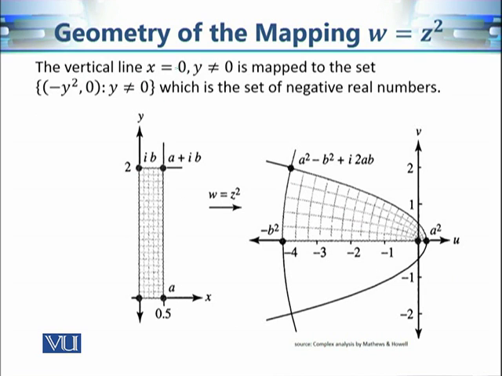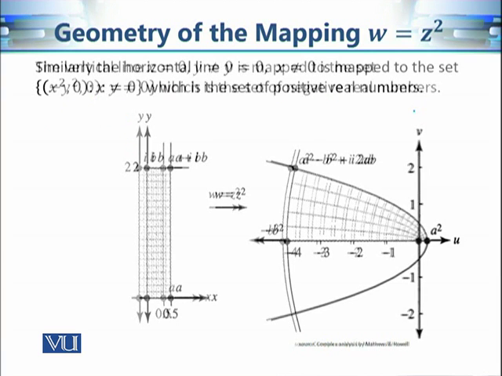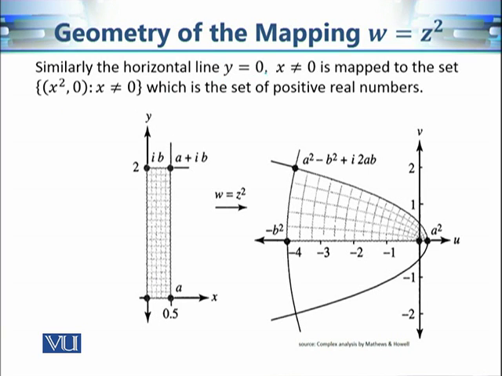Now if we consider x is equal to 0, then this is mapped onto this. So once again, if you consider x is equal to 0 in the x square minus y square expression, it becomes minus y square, and v is definitely 0. And we can see that it will be mapped onto negative real numbers. And if we consider the case where y is equal to 0, then once again using the same equation, u is equal to x square minus y square and v is equal to 2xy. So v becomes 0 and u becomes x square. So these are positive real numbers.